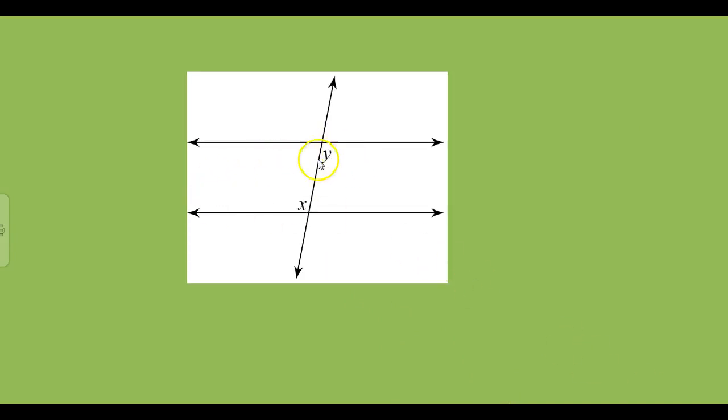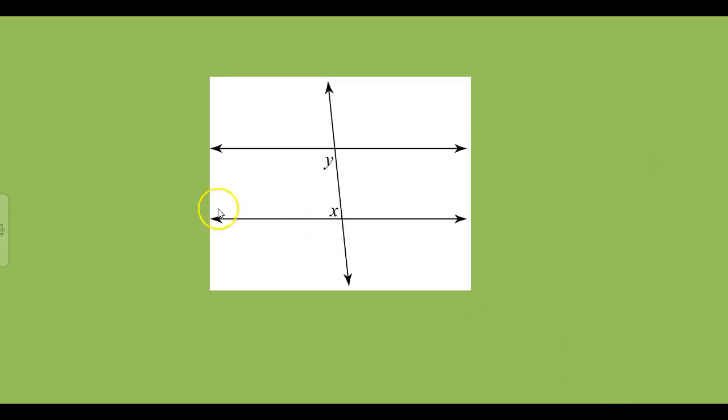Alright, angle Y and angle X here, they're in the interior and they're on alternate sides. So these are alternate interior angles. These are same side interior angles. Pause your video if you need to test yourself. See if you are able to identify those angle pairs. These are same side interior angles, and they are supplementary. They add up to equal 180 degrees together.